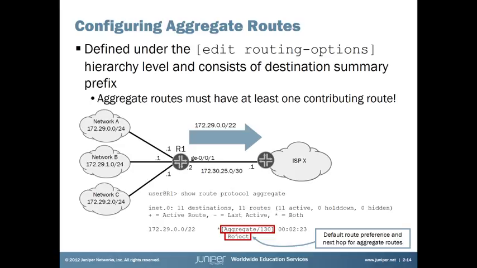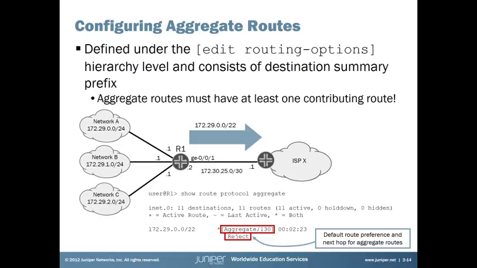So it's telling ISPX where to send that traffic. That traffic is going to arrive at R1, and R1 is going to have in its routing table those 3 contributing routes, which will tell R1 where to send traffic to each of those specific networks. So R1 has the more specific routes. That's R1's job. What we don't want to do is advertise out a whole bunch of routes when we could be advertising just one. That's the point of this aggregate route.